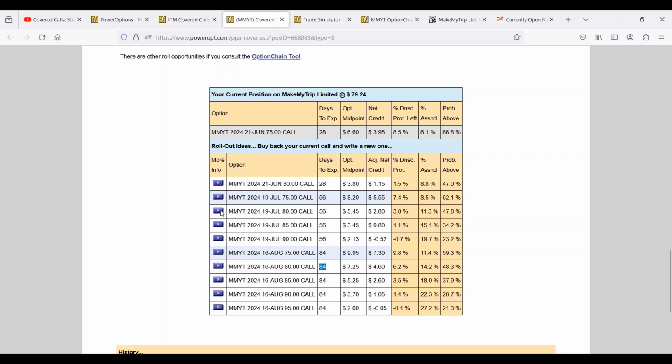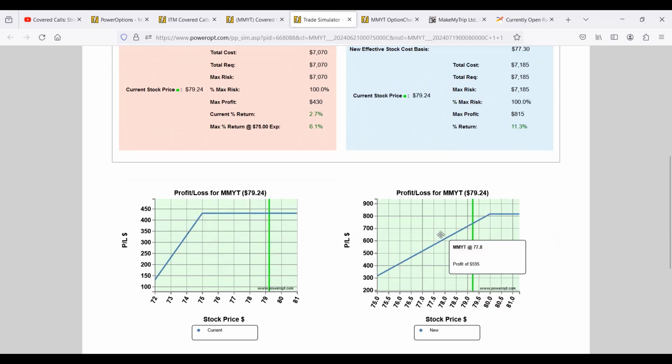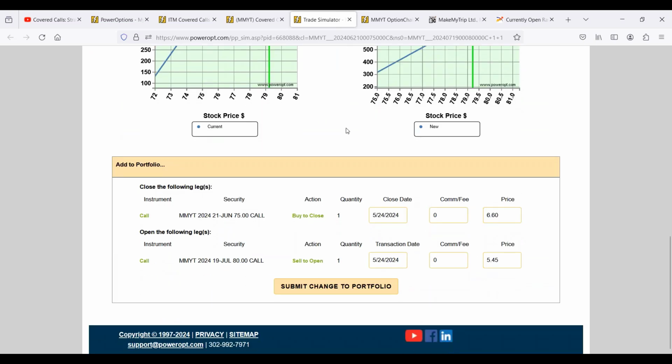And then, once again, you compare them side by side by going to the Simulate Trade feature to see your before and after picture of your current covered call position versus the new position that would be available. And if this is a roll that you decided to do, to enter it in the portfolio, you could simply scroll down here, put in your commission fees, put in your prices, submit change to portfolio, and then that would be recorded for you that you bought to close the 75 call for June, roll to the July 80 call. And that would be tracked now in the portfolio.